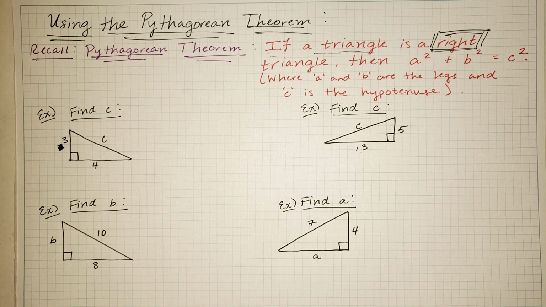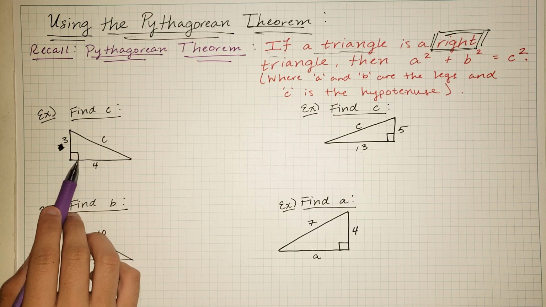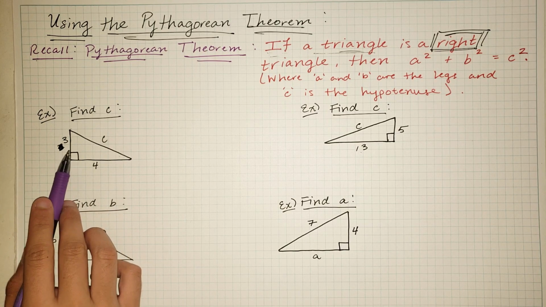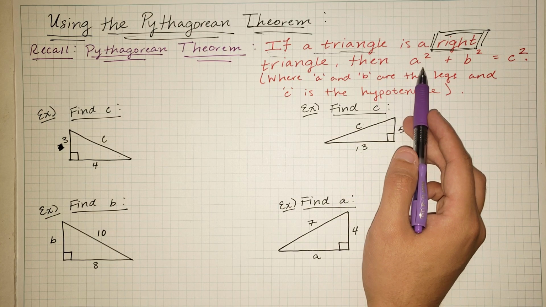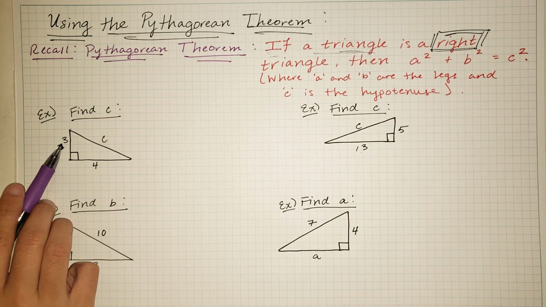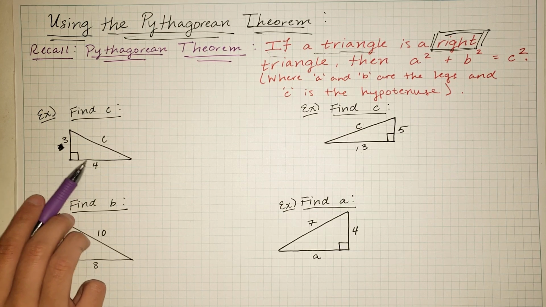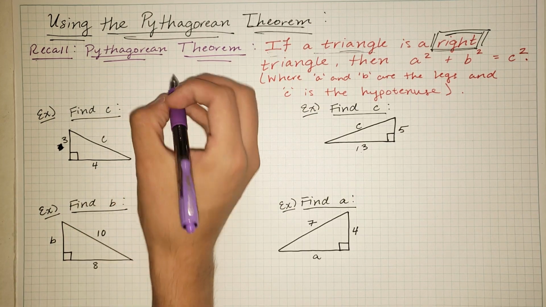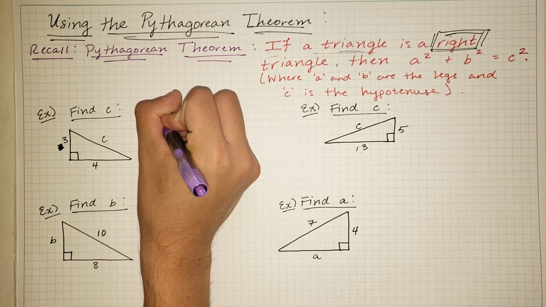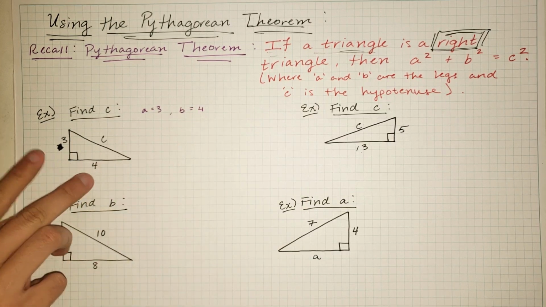All right, so let's go ahead and start this first example. This one says find c. We're given this triangle, and we're also given this nice right angle, this nice box in this triangle. Because we have a right triangle, that means a squared plus b squared equals c squared. So a and b are the legs. In this case, 3 and 4 are the a and the b. It doesn't matter the order, but let's be consistent. Let's say a is equal to 3 and b is equal to 4. You could swap them around and you'll still get the same thing.